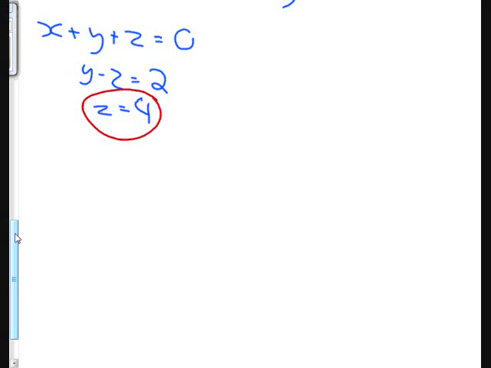So we know what z is. The next thing we want to do is find out what y is. How do we do that? If we go y minus 4 equals 2, then y equals 6. Then to find x, we put it back in the first equation.